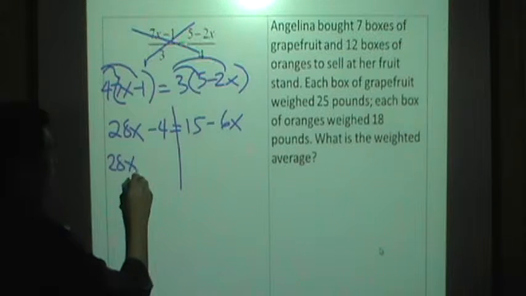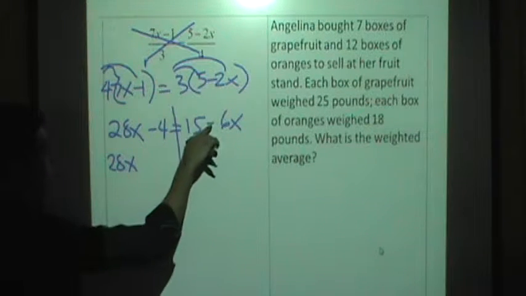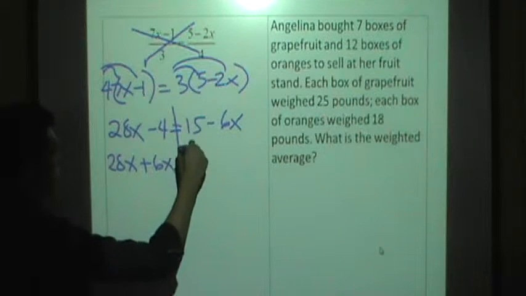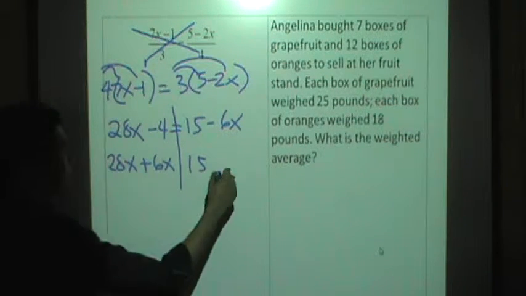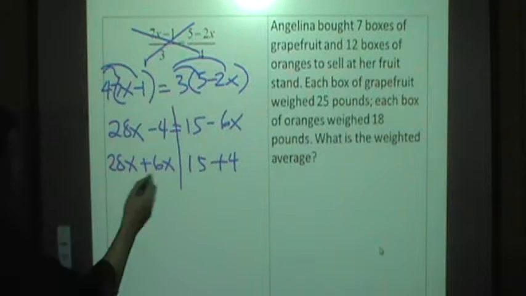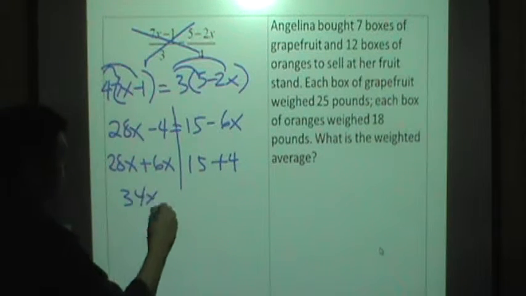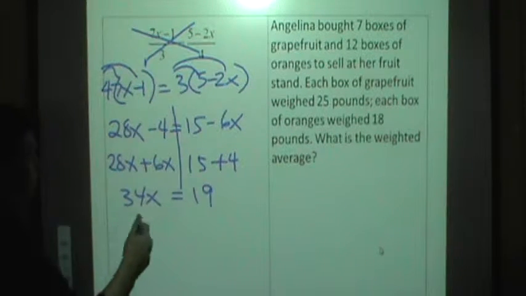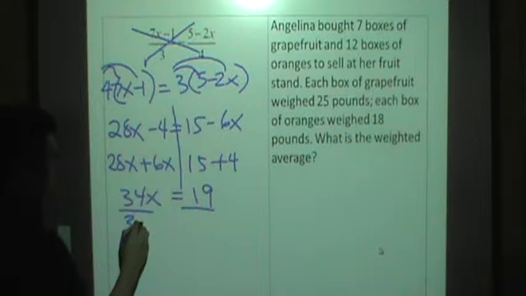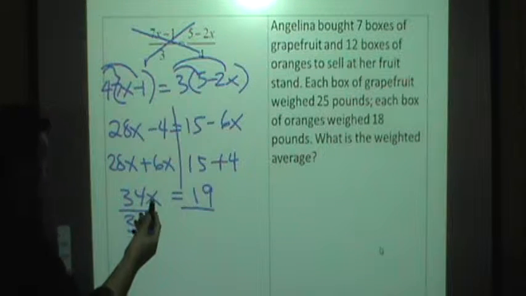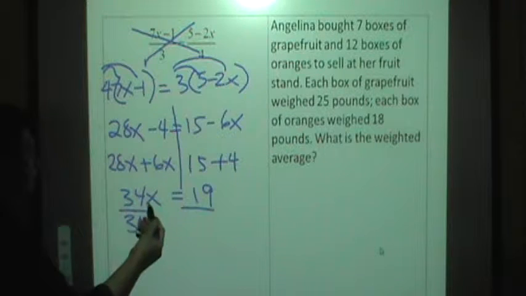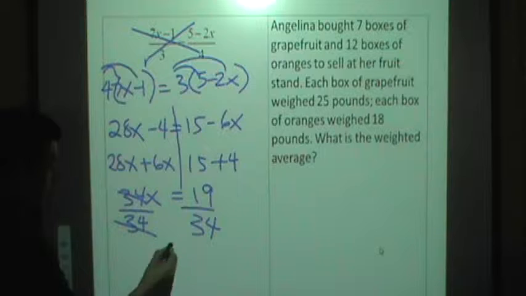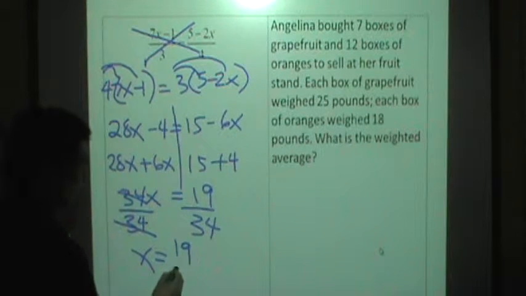Now we solve for x. All we have to do is make sure both x's are on the left side, so that minus 6x, when you move over, becomes plus 6x. And that minus 4, when you move over, becomes plus 4. Now we have 34x equals 19, because 28 plus 6 is 34. Then we always divide both sides of the equation by the numerical coefficient, the number beside x, which is 34. So we divide both sides by 34, and now x equals 19 over 34.